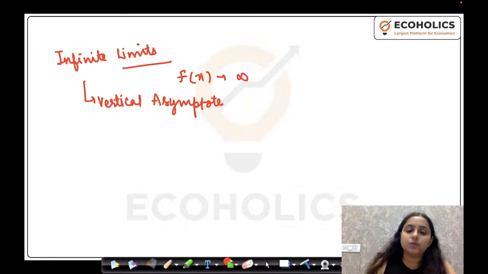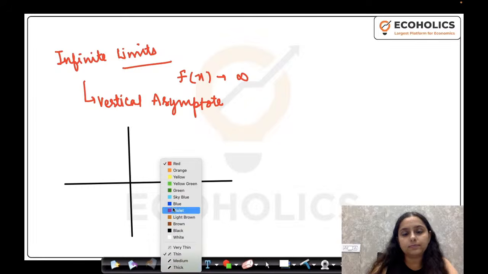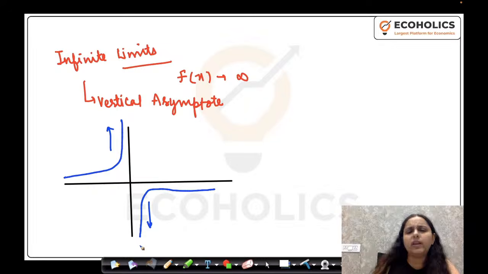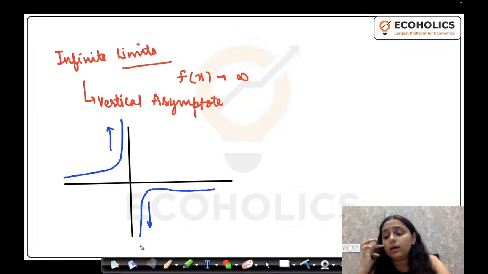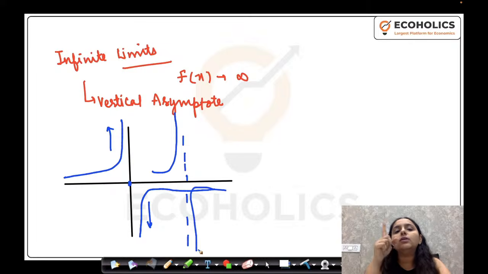How does a vertical asymptote look like? Let's see. Something like this. It's going in the upward and downward direction because of the left hand side limit and right hand side limit. So here x was approaching 0. That is why the asymptote is coming closer to 0. Now if my x is approaching 2, let's say, the asymptotes will be formed here. Wherever x is approaching, asymptotes will be formed there. The center of that will be there.